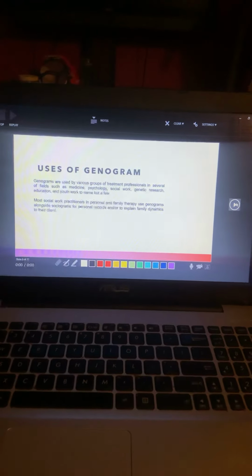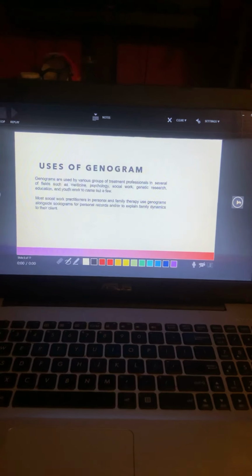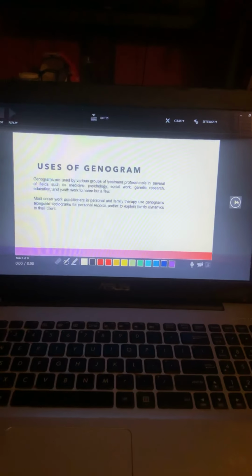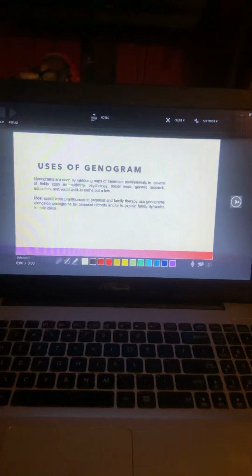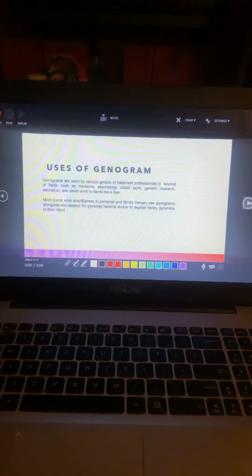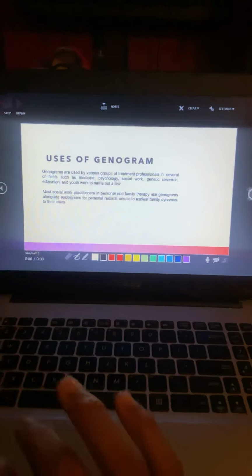Most social work practitioners in personal and family therapy use genograms alongside sociograms for personal records and to explain family dynamics to their clients. So they definitely use these to explain the family dynamics to their clients as well, which is definitely beneficial.